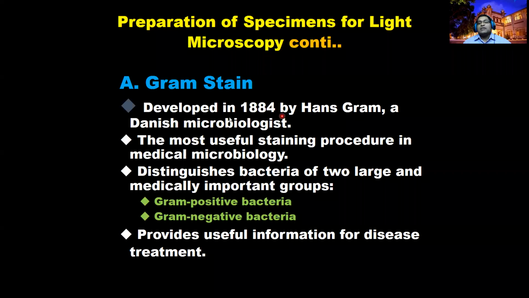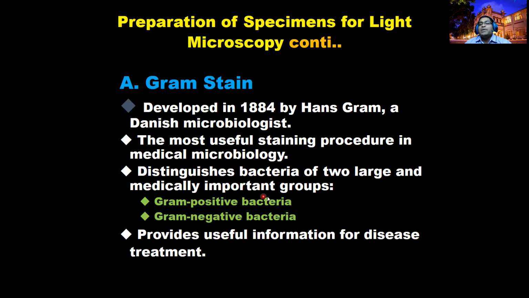So the gram stain, how to do the gram stain? It was developed by Hans Gram. Gram was a Danish microbiologist who discovered and developed the methodology for this gram staining procedure, the most useful staining procedure in medical microbiology. He was the first person to discover microorganisms in the medical field using these different stains. That is your role as a technologist: to identify new things, right?